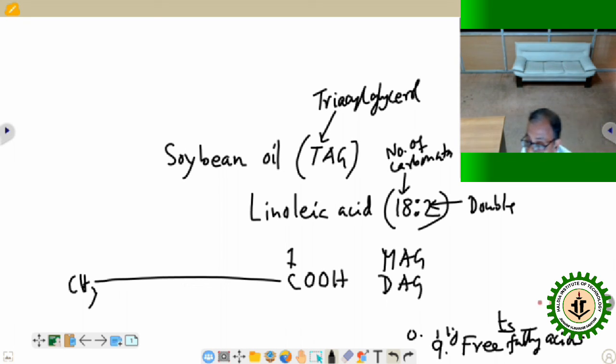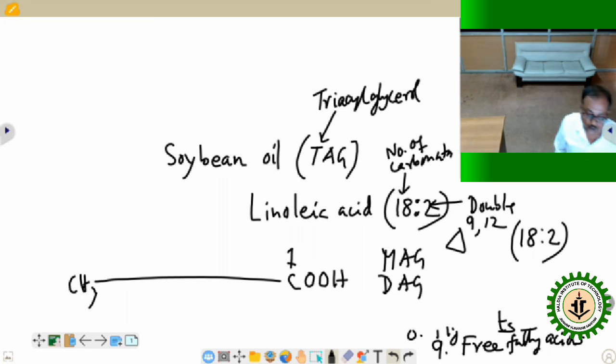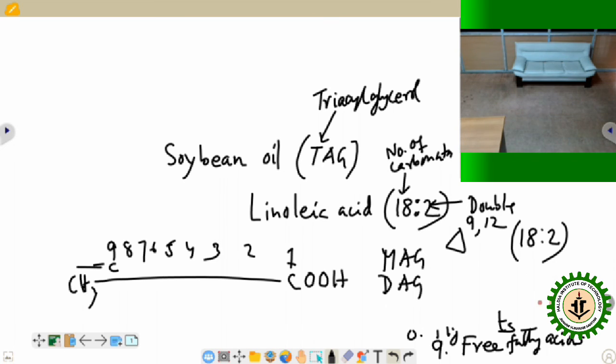If we say delta 9, 12 fatty acid, and if we say within bracket 18:2, it is the linoleic acid and no other fatty acid. That means if this carbon is carbon 1, then 2, 3, 4, 5, 6, 7, 8, 9. Here there will be a carbon and there will be the first double bond. So here another carbon, it will be carbon number 10. Then comes 11, 12. There will be another double bond between 12 and 13. Then comes 14, 15, 16, 17, and this methyl is number 18. So in this way we name them.